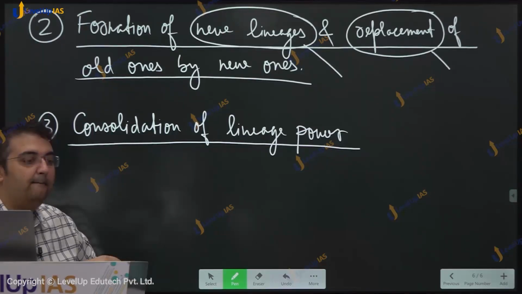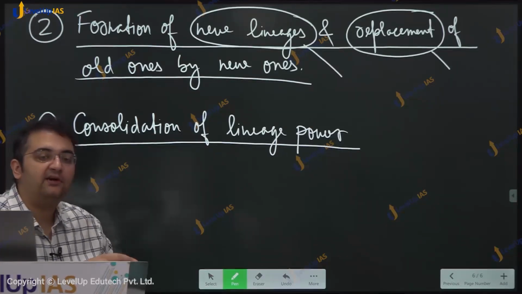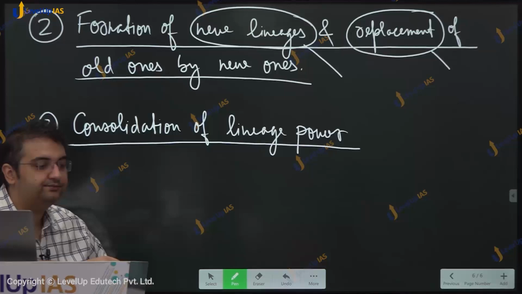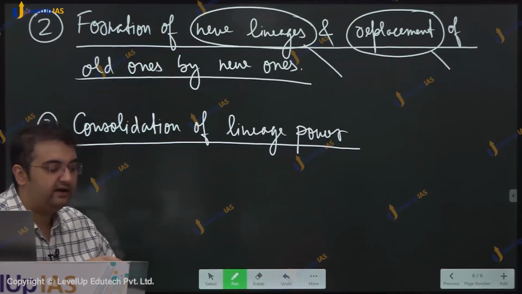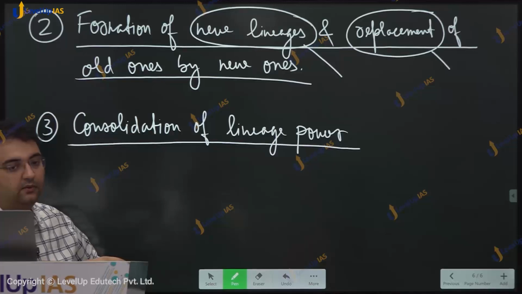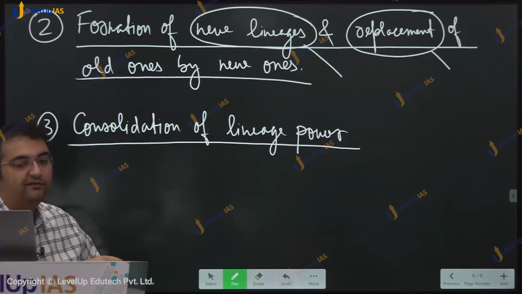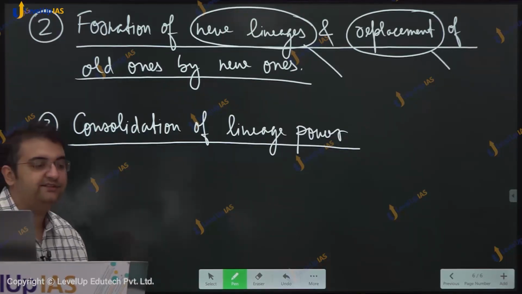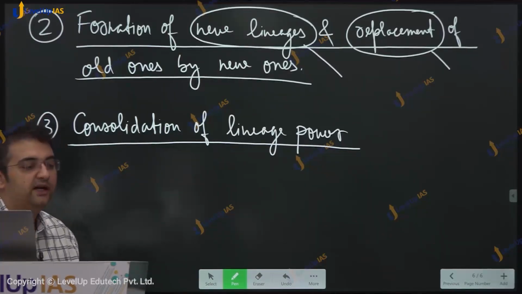While most alliances were of which nature? Interclan or intraclan? Intraclan, within the same clan group. While most alliances were of intraclan nature, interclan alliances were also in vogue. For example, Parmars formed matrimonial alliances with both the Chauhans as well as Rashtrakutas.